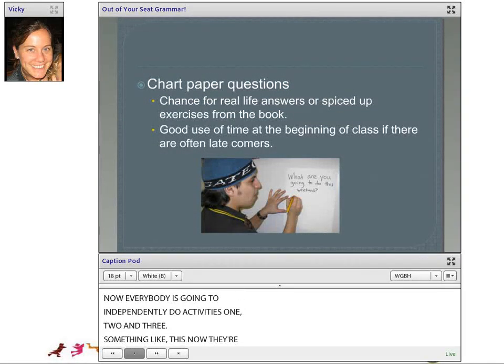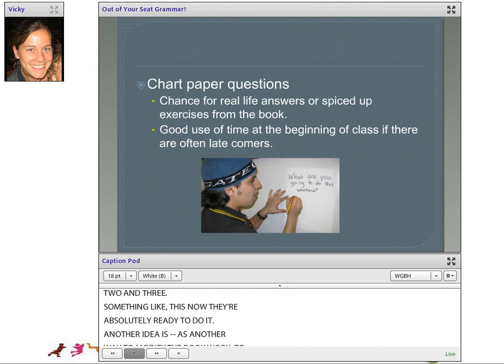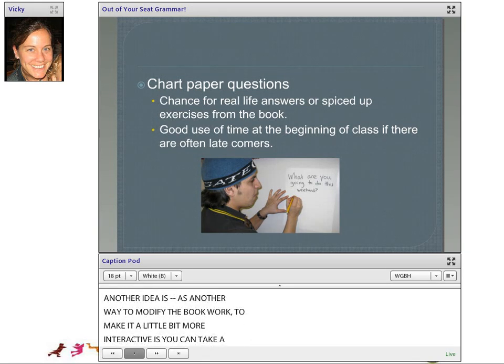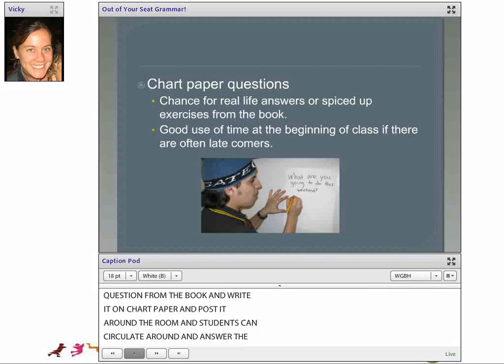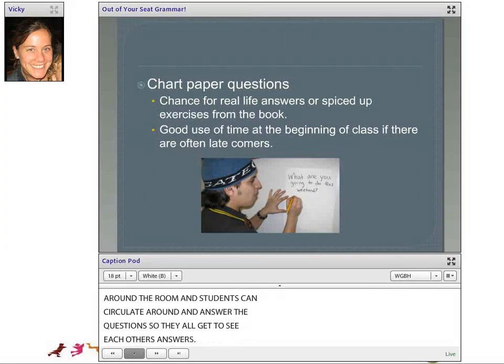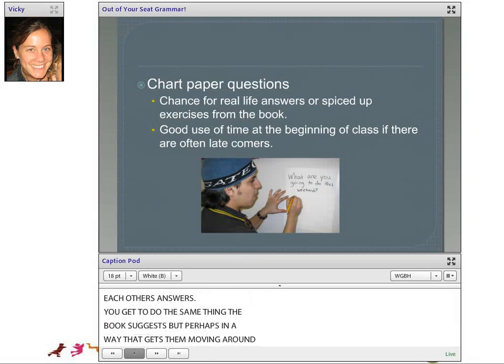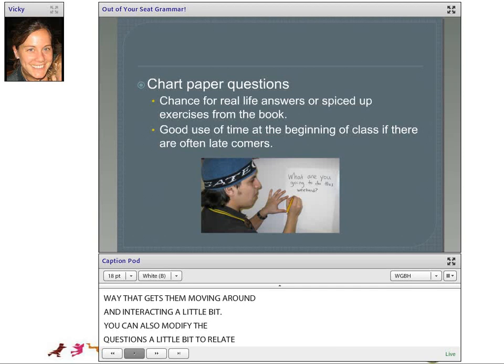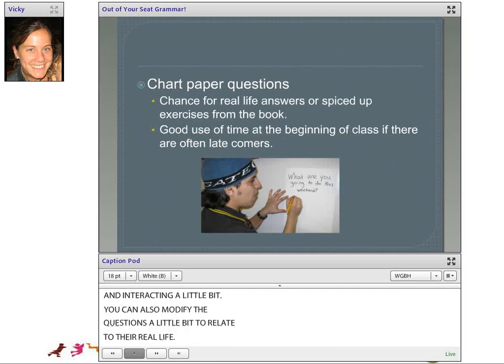Another idea, as another way to modify the book work to make it a little bit more interactive, is that you could take a question from the book and write it on chart paper and post it around the room, and students can circulate around and answer the questions so they all get to see each other's answers. And you get to do the same thing that the book suggests, but perhaps in a way that gets them moving around and interacting with each other a little bit. You could also modify the questions a little bit to relate to their real life, and everyone always likes talking about their real life and their real plans, so that's a nice thing to add.